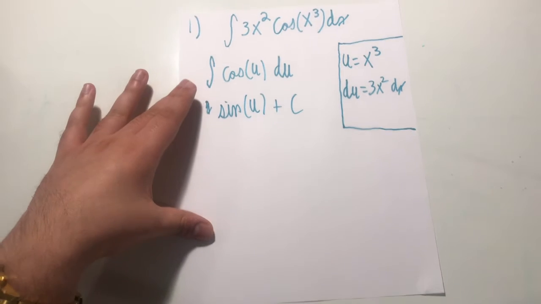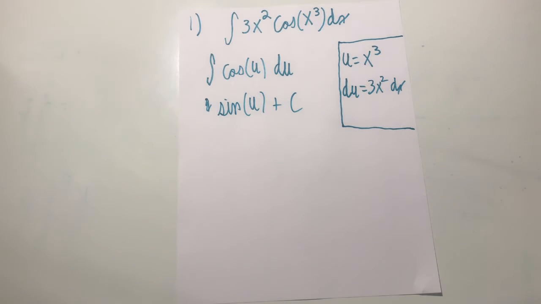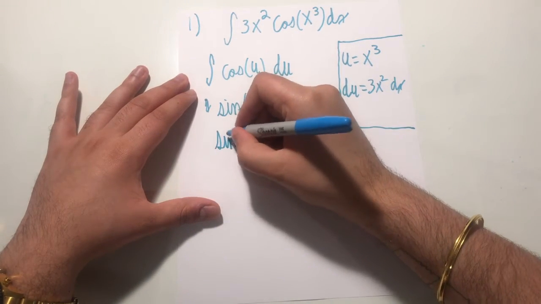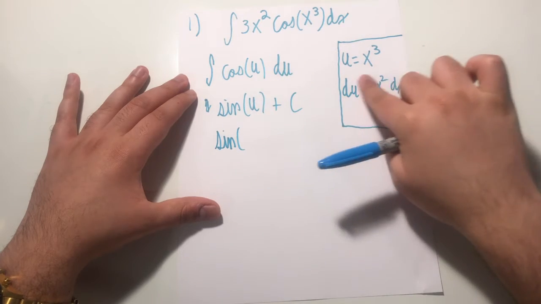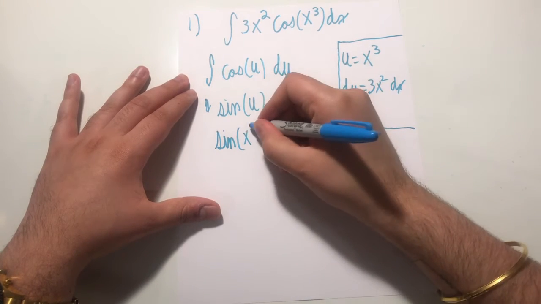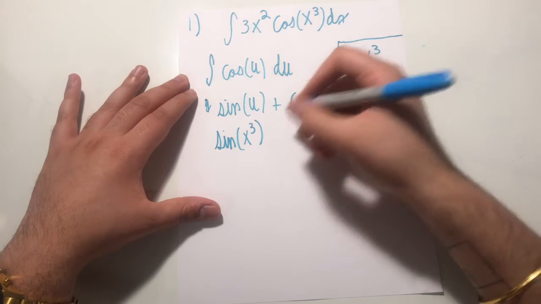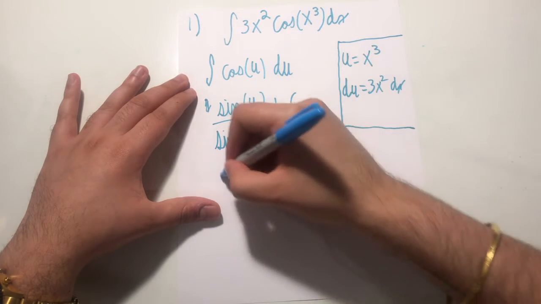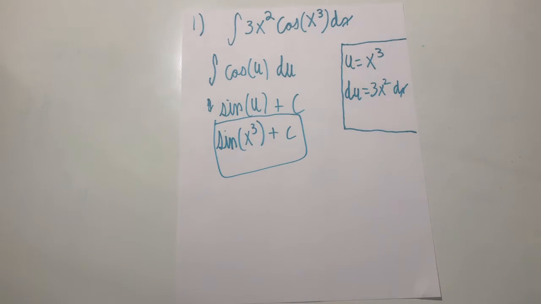All right? So last step, we have to substitute in our original u. We can't leave it in terms of u because the original function wasn't in terms of u. So now let's replace sine of u with sine of, well, what was my original u? x to the third. And that's plus c, and that would be your final answer for that integration. Just as easy as that.